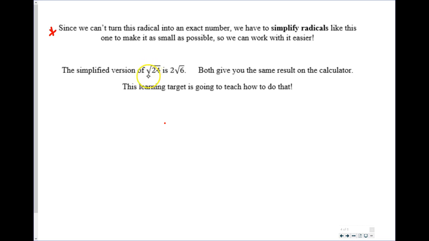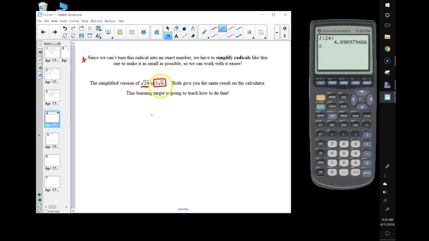So the simplified version of the square root of 24 is actually this guy right here, 2 square root of 6. Now, I'm telling you that right now because I know that's what it is. And we're going to learn today how to turn the square root of 24 into 2 square root of 6. And just to prove it to you, if I put 2 square root 6 into my calculator, you notice I get the exact same decimal approximation. So I know that that is a correct simplification of the square root of 24.